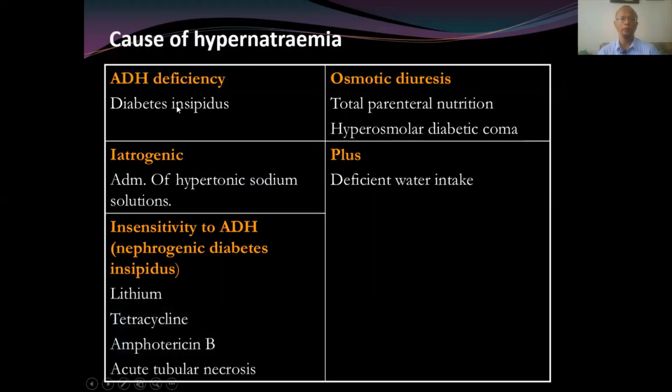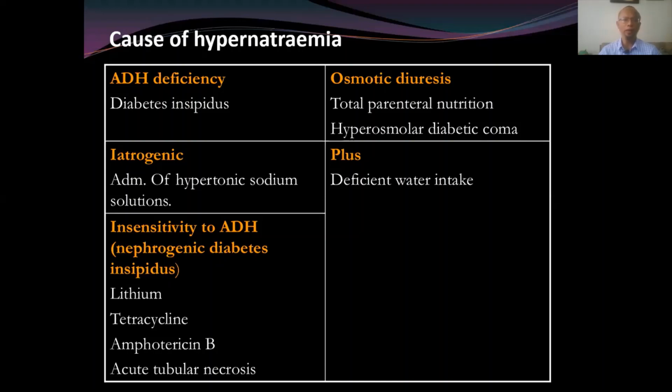Fever can occur. Now, what are the causes of hypernatremia? Either due to ADH deficiency, that is diabetes insipidus. ADH has a role to preserve water in the distal convoluted tubule. More water will be reabsorbed; if there is any deficiency, there will be more water loss, and there is hypernatremia. This is also a very serious condition.